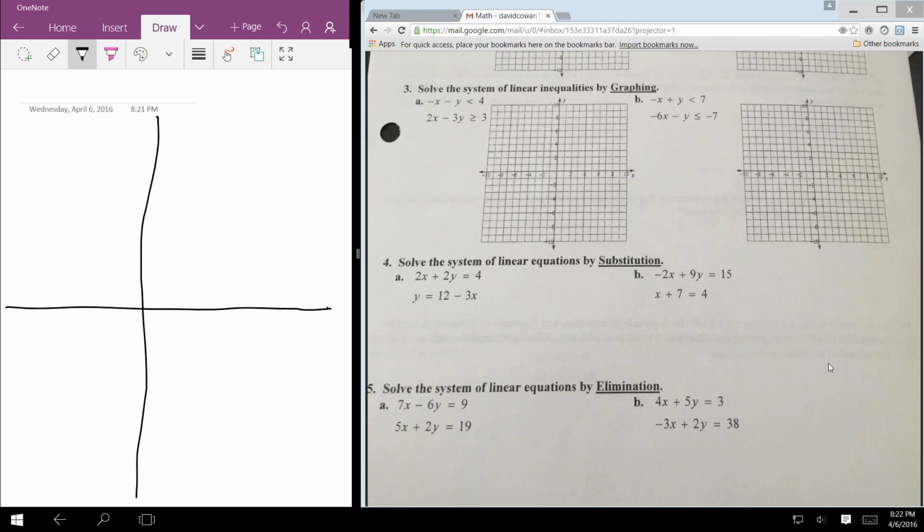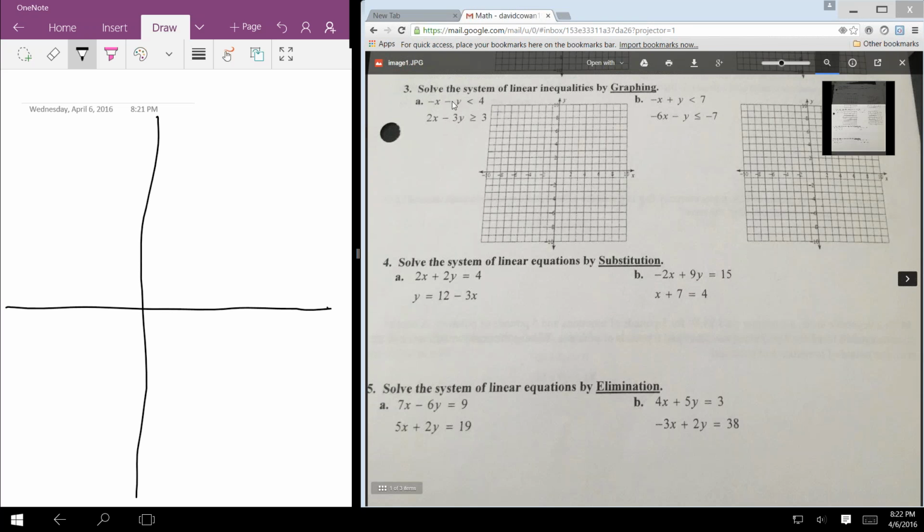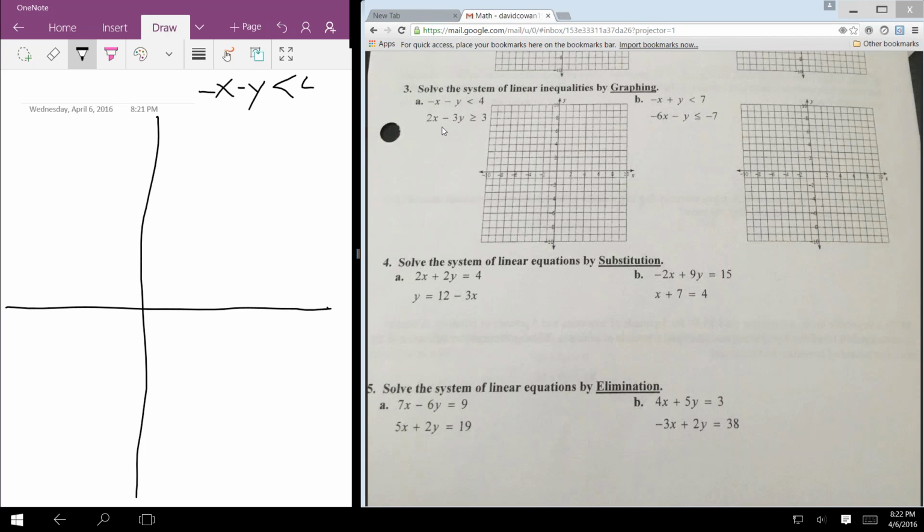How do we do it graphically? How do I handle this first one: minus x minus y is less than 4? How do I graph that? Here's where you want to put it in y equals mx plus b format, or y is less than mx plus b. So you're just adding x to both sides.